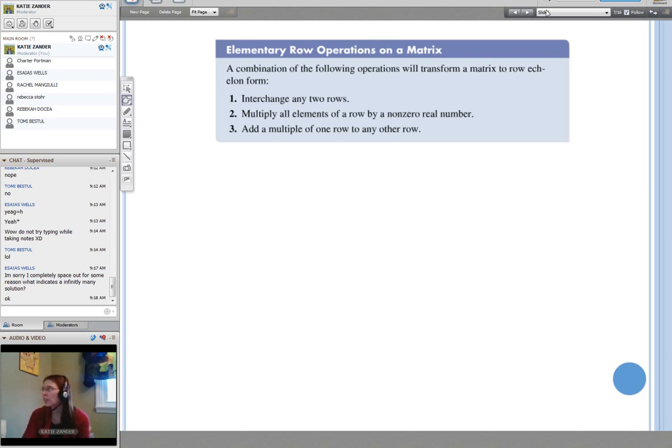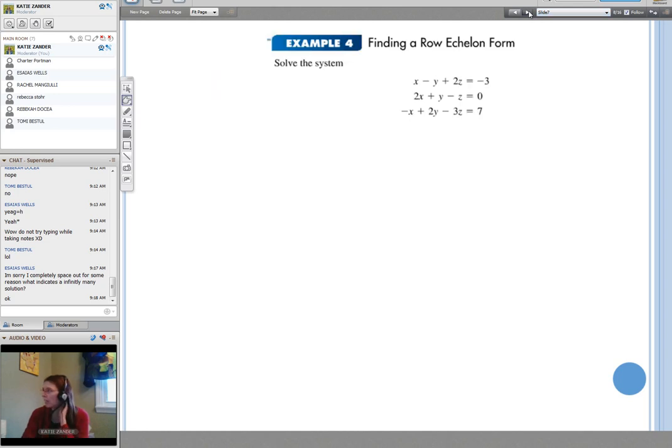Now we aren't actually going to do any by hand because it takes so much time and it's already 9:20. You can do it by hand. I think the book goes through an example of what you can do by hand to get that into row echelon form. I'm going to spend the majority of my time showing you how to do it on the calculator. All right, so here it comes.